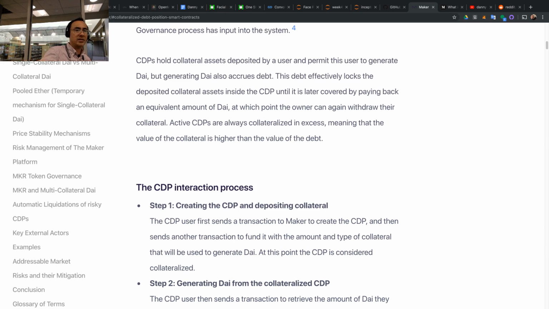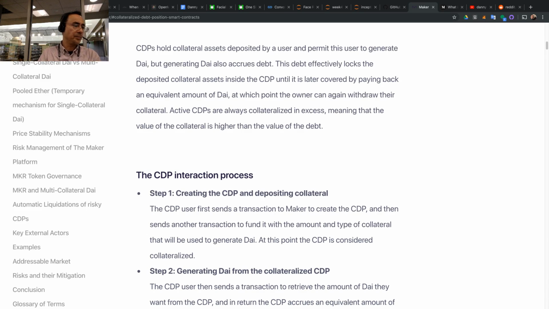So you put in, for example, $100 worth of ETH, and you get $50 worth of DAI. Then you do something with it, you pay back your $50 worth of DAI, and you get back your $100 worth of ETH. Active CDP collateral deposits are always collateralized in excess, meaning that the value of the collateral is higher than the value of the debt.